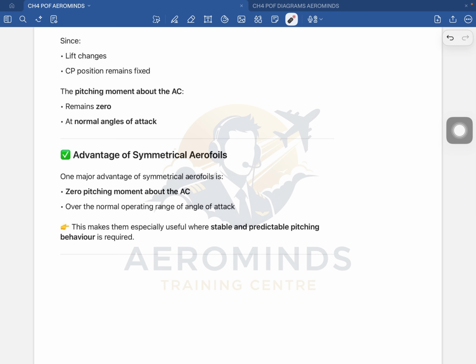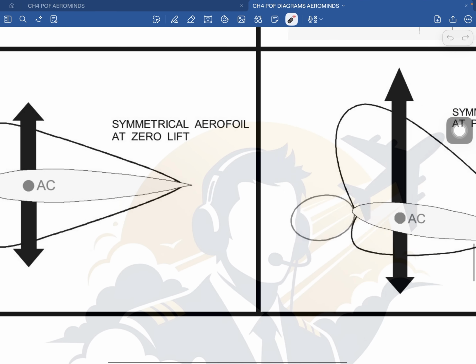This means that they do not naturally try to nose up or nose down as the lift changes. So this gives you a stable and very predictable pitching behavior, which is why symmetrical airfoils are often used in tail planes and all the control surfaces where predictable behavior is very important.